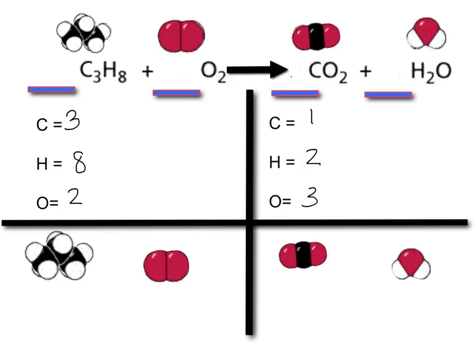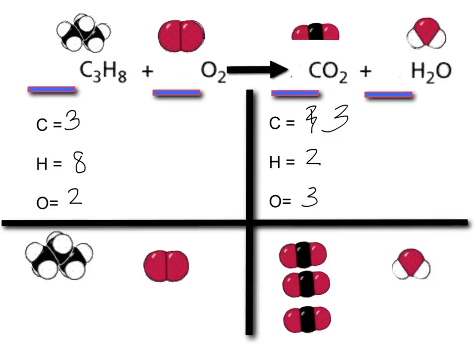So now we're going to start out by balancing our carbon. So we can bring 3 of these down. And so now we have 3 carbon on both sides. And we still have 2 hydrogen, but now we have 7 oxygen.